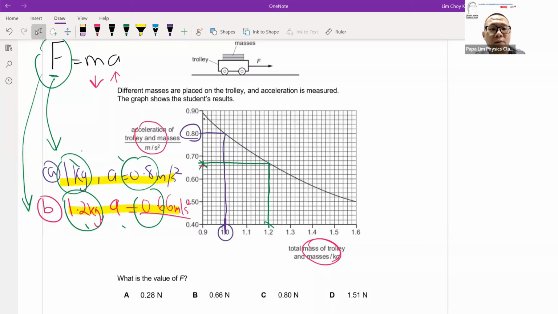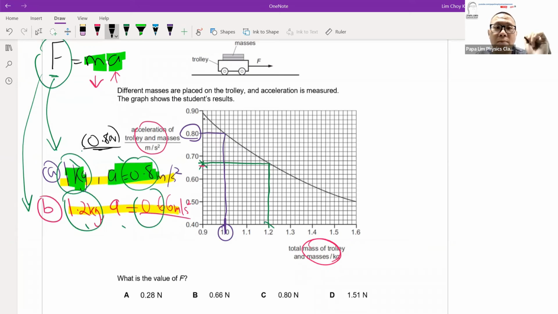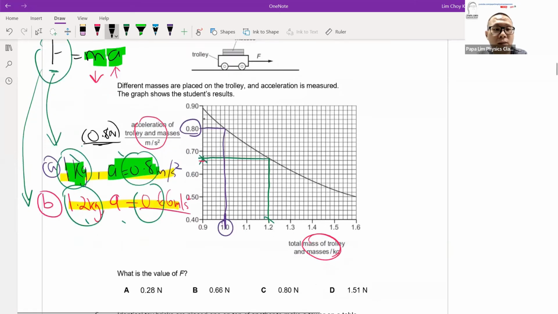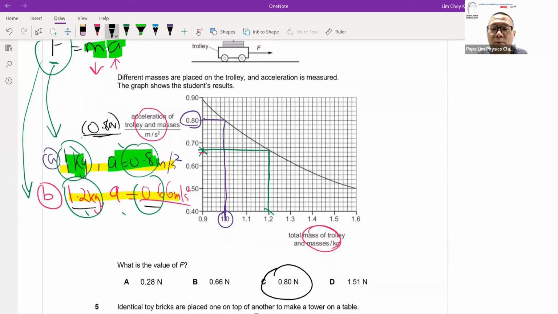So if I choose, for example, 1 kg, my acceleration is 0.8 meters per second squared. If I multiply the mass and the acceleration together, I get the force to be 0.8 Newton. This is the force applied to the object at that particular instance. And like the question mentioned, since the force is constant, if you multiply the numbers, you will also get back the same number, which is 0.8 Newton per kg.